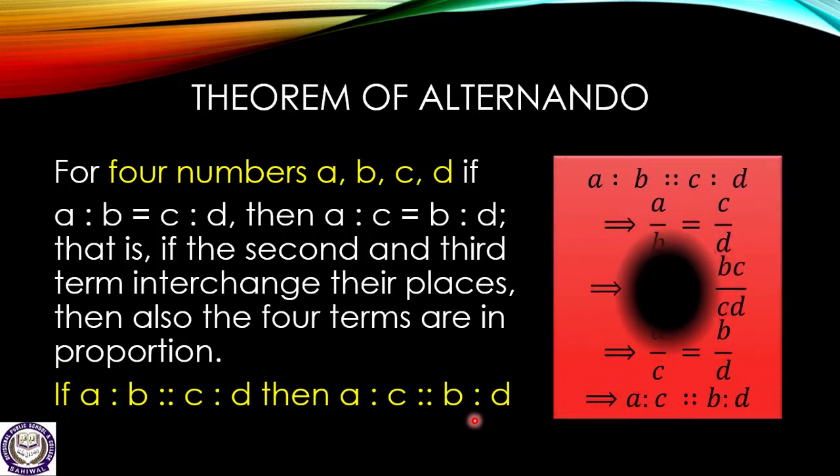We can also prove it. We can convert the ratio A ratio B into A over B, and C ratio D can be written as C over D. Multiplying these two fractions by B over C, we get AB over BC is equal to BC over CD, or we can write it as A over C is equal to B over D, which when converted into proportion, we get A ratio C is in proportion to B ratio D.